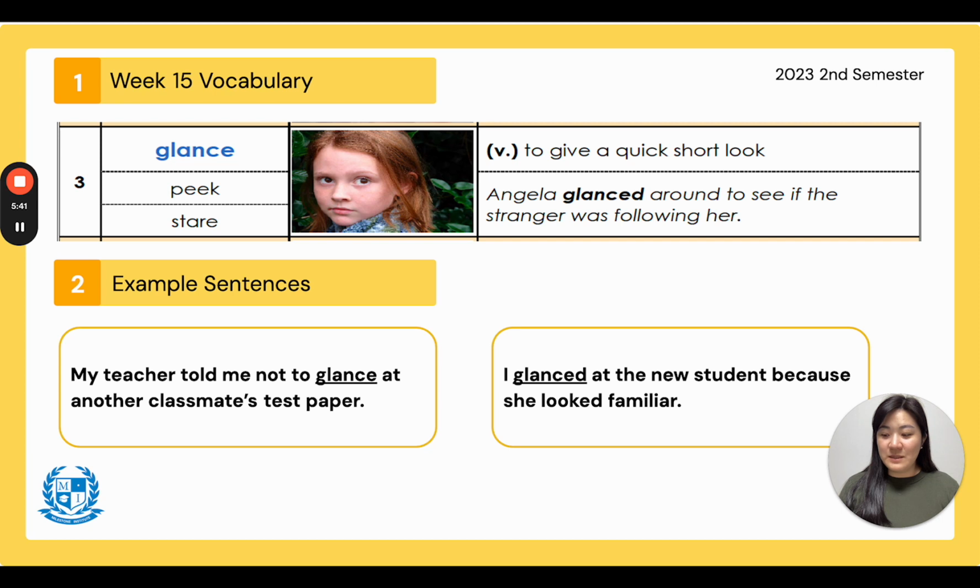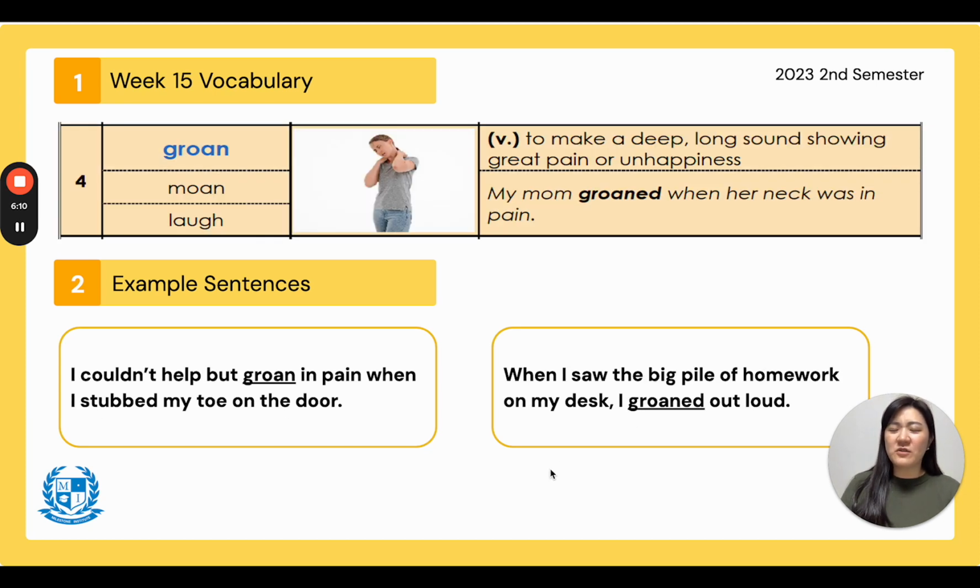Good. Example sentence 1. My teacher told me not to glance at another classmate's test paper. Yes, we should not glance at someone else's paper because it might look like we're cheating and we don't want it to look like that, right? We want to be innocent. No looking, no glancing. I glanced at the new student because she looked familiar. You're like, she looks familiar. Who is that? Where did I see her before? Glance. Okay. Next word, everybody say groan.